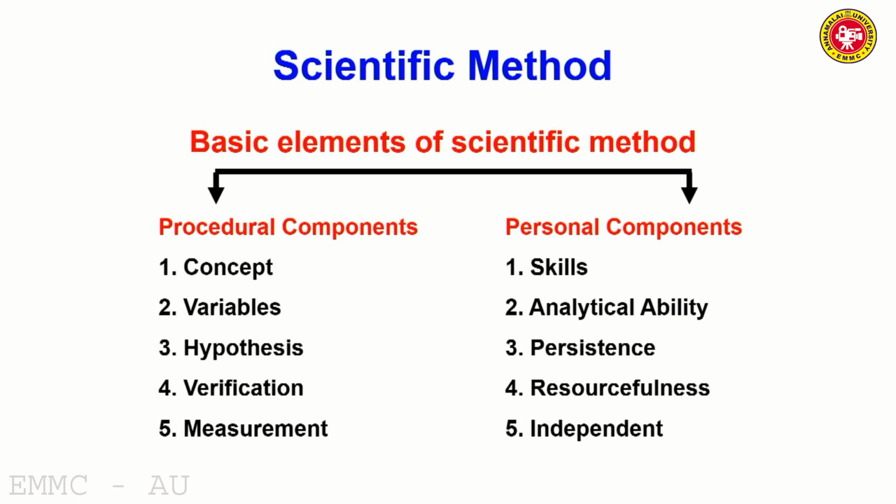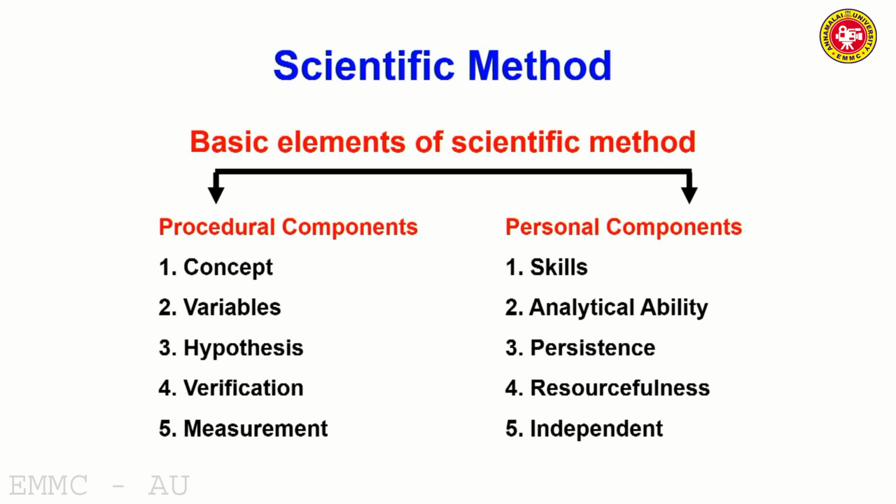Next one, measurement. Measurement is very, very important in scientific method. Measurement in science is easy. We can take 100 ml water, then boil it at 100 degrees Celsius, which means it will evaporate. But in social science, what do we have to measure, and how? We have to measure human attitude. It is not an easy thing, it is very, very difficult. So measurement is very, very important in scientific method. These all come under procedural components.